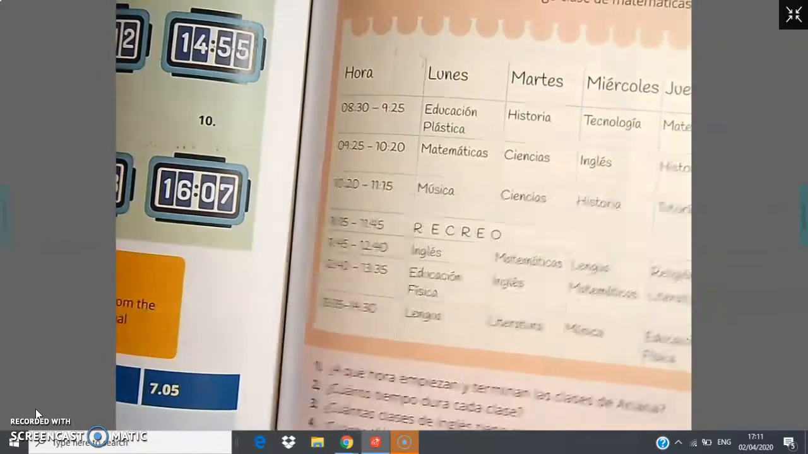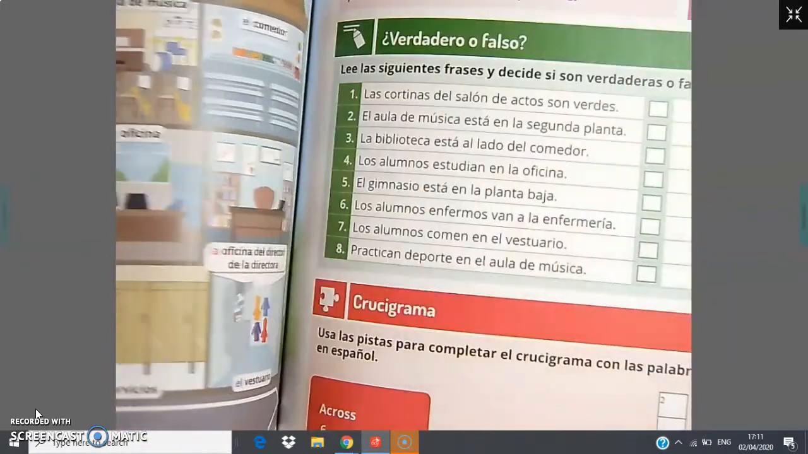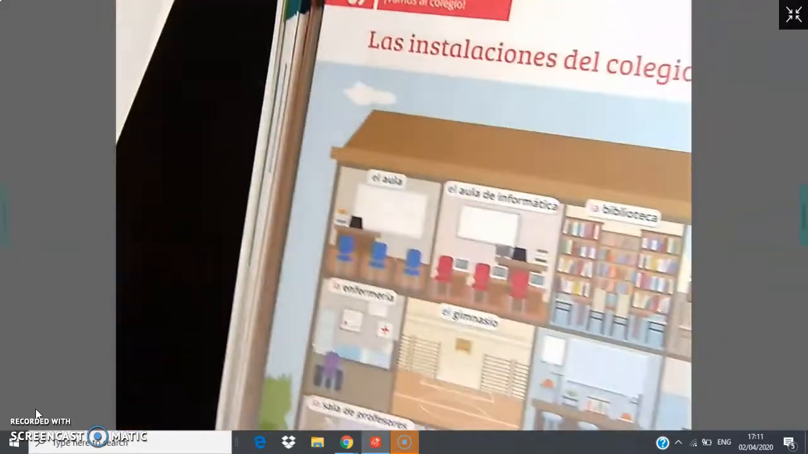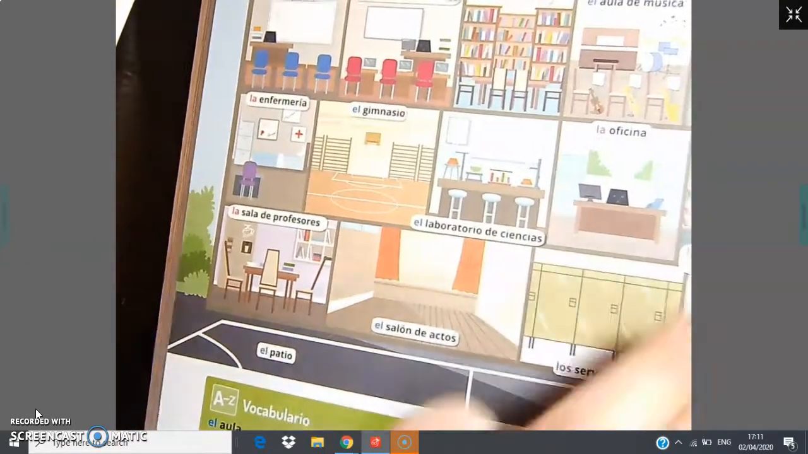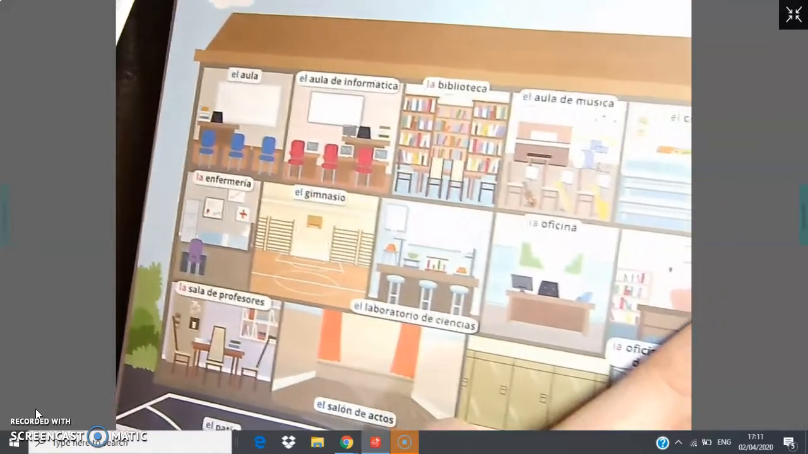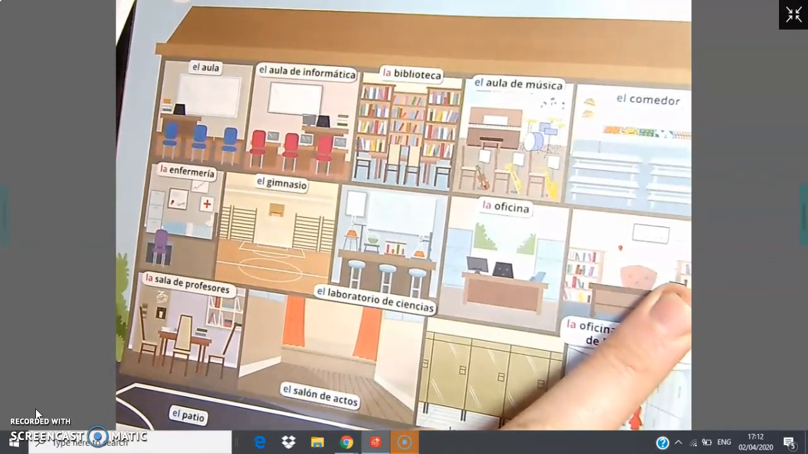Okay, so the second thing I want you to do is we're going to skip ahead a few pages. We've done our profesores. I want you to go to página 158. So here we have got our different rooms, the different rooms we've got in the school.